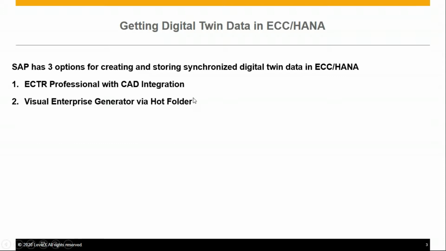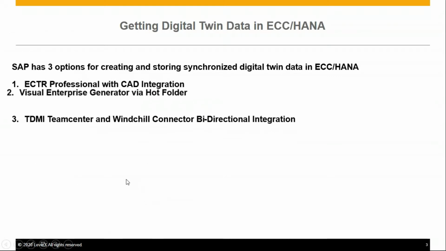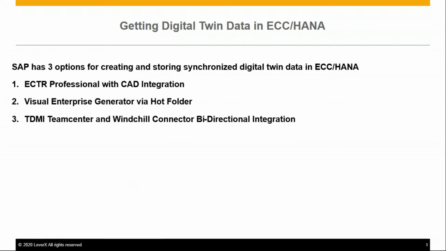And then the third option is what we call TDMI, Teamcenter and Windchill connectors. SAP has bidirectional connectors, which means you can take data from ECC or HANA and push it back into any PLM system, and vice versa. You can share these digital twins in the same manner or a similar manner to the hot folder with Visual Enterprise. So the data goes both ways. But today we're going to be focusing on option number 2, Visual Enterprise Generator via a hot folder.